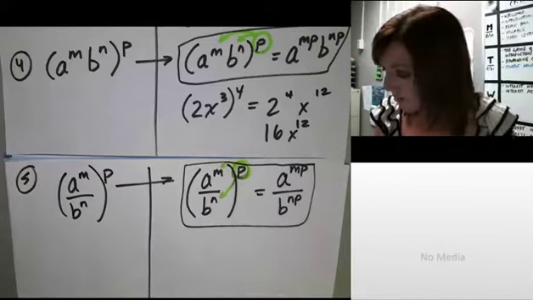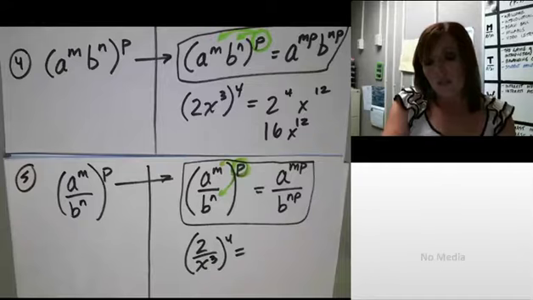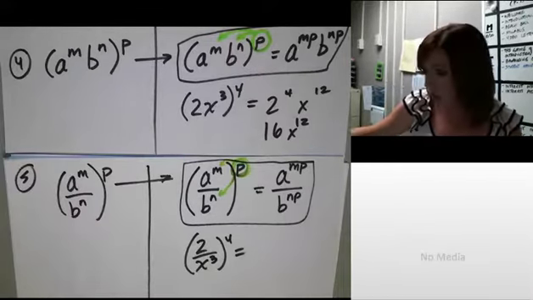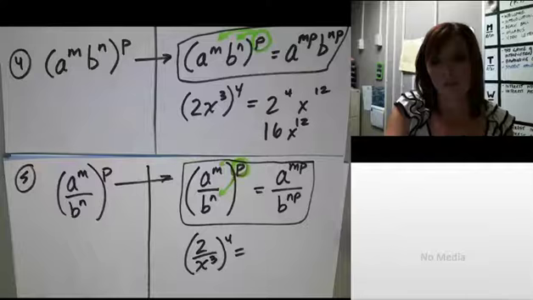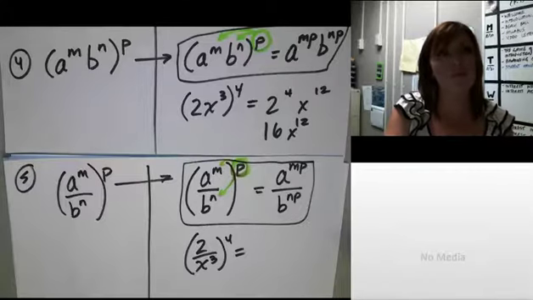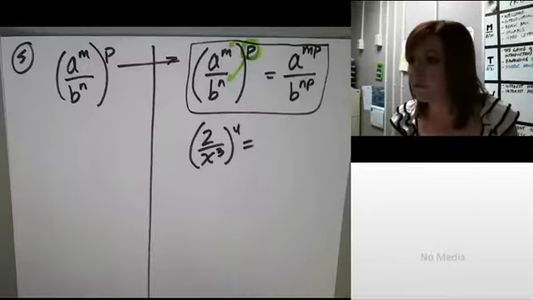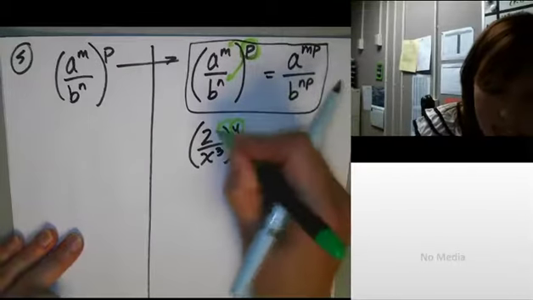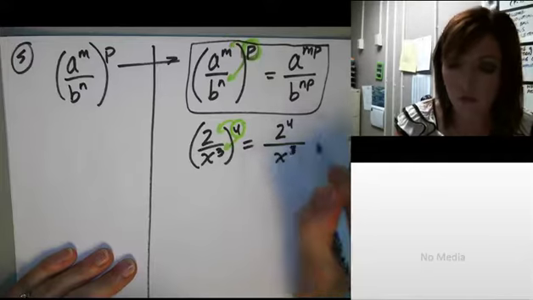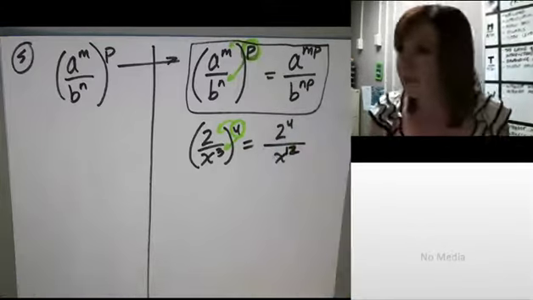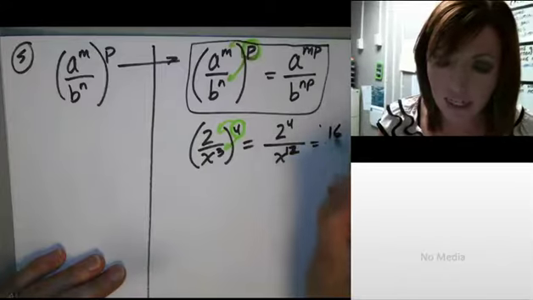Okay? So let's do 2 over x cubed to the 4th power. Can somebody tell me what you think this would come out to, if we're again just distributing that 4 to what's in the parentheses? Olivia? 16 over x to the 12th. Perfect. How did you get that? I distributed the exponent to 2 and to x, and multiplied 2 to the 4th power. Perfect. So she distributed that 4 to both the numerator and denominator and got 2 to the 4th, which is 16, and x to the 12th.